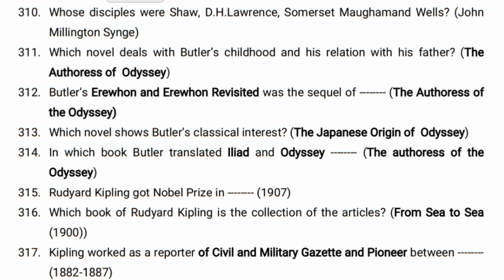Rudyard Kipling got the Nobel Prize in the year 1907. Which book of Rudyard Kipling is the collection of the articles From Sea to Sea? 1900. Kipling worked as a reporter of the Civil and Military Gazette and Pioneer between 1882 and 1887.